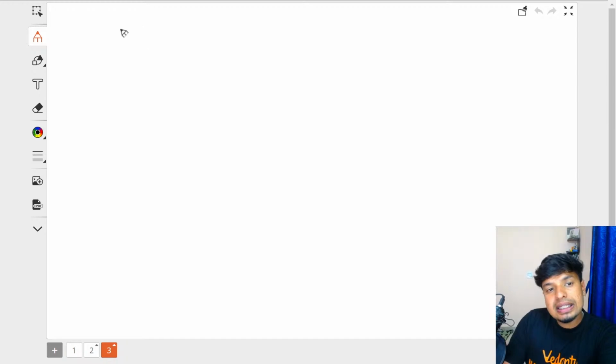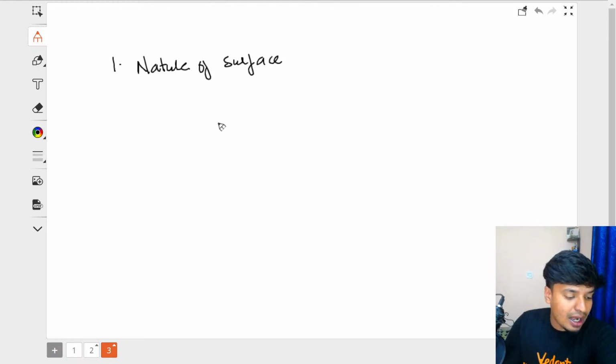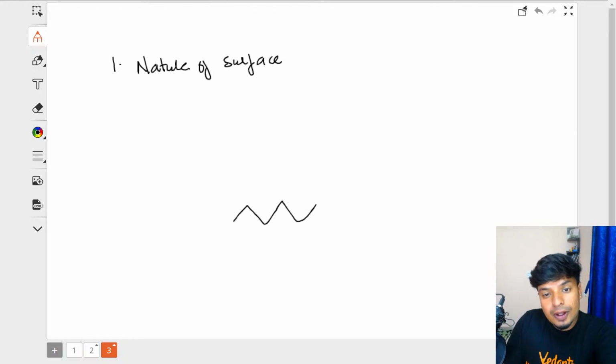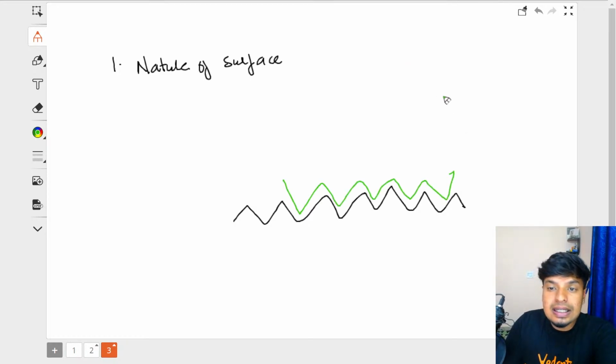Okay, cool. So guys, the first factor that affects friction is the nature of the surface. Why? Because if the surface is very rough, irregularities will also be more, right? If irregularities are more, what is more? Interlocking is more. If interlocking is more, what is more? Friction is more.